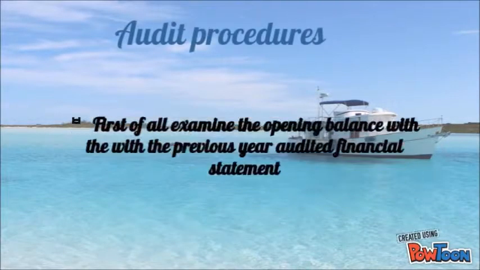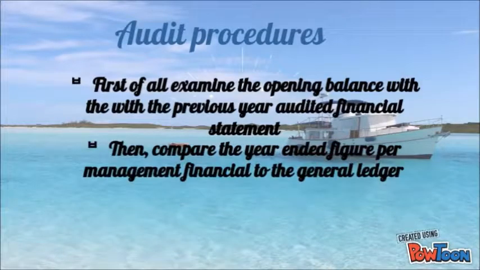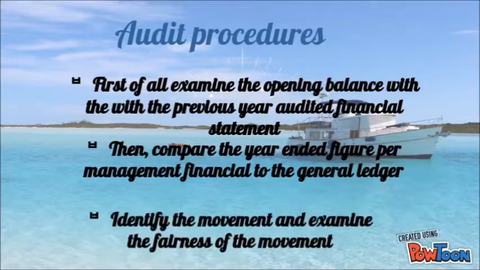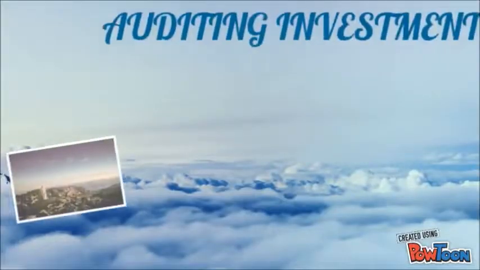Audit procedures. First, examine the opening balance against the previous year's audited financial statements. Then compare the year-end figure per management financials to the general ledger, identify the movement and examine the fairness of the movement.